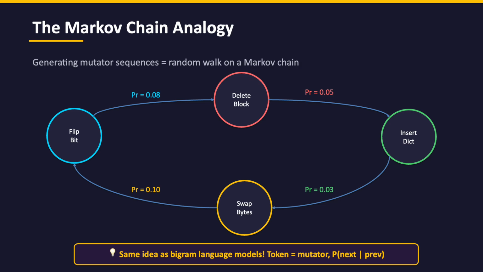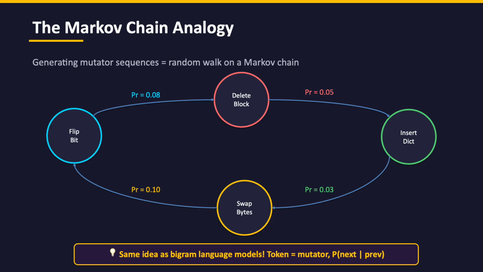So let me make the connections to things you might already know. The slide shows mutators as states in a Markov chain, with transition probabilities between them. Starting from any state, you look at the outgoing probabilities and randomly jump to the next state based on those probabilities. The authors themselves point out the connection to bigram language models in NLP. In a bigram model, you predict the next word based only on the previous word. Here you just predict the next mutator based on the previous mutator. Same mathematics, different application. And this opens up a really exciting research direction, which we'll talk about at the end.